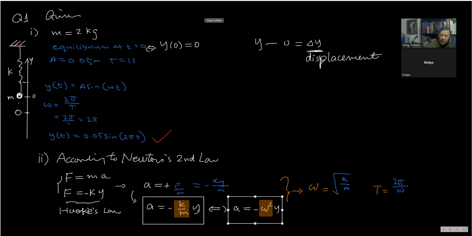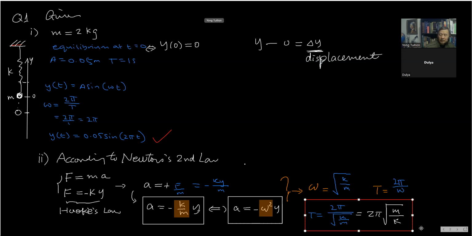Yeah. Can you go further? Can you go further for the period? Okay. And if you go further, we can rearrange that as root M over K. Do you agree? Yes, this is a very important formula for the spring, for the oscillation.